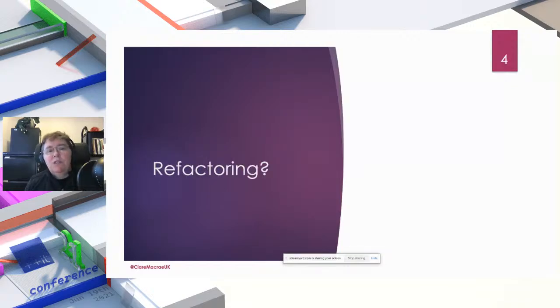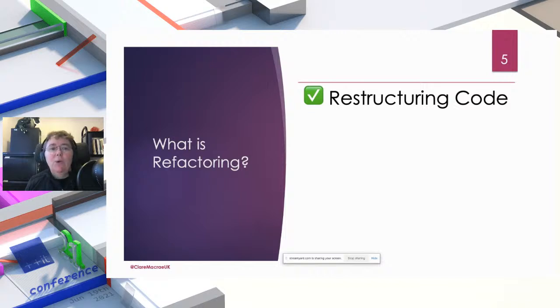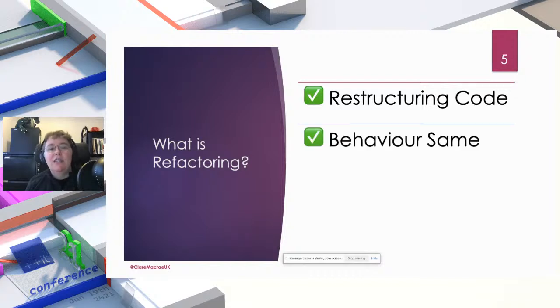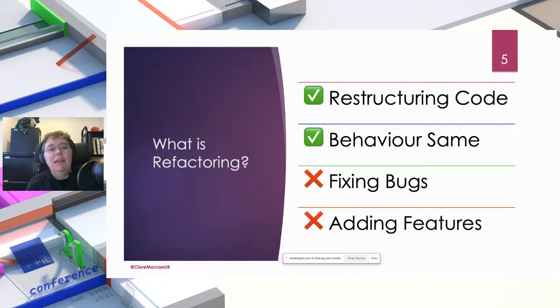So what is refactoring? Well, it is about restructuring code. It's about improving the design of code that already exists. And it's really important that it's about keeping the behavior the same. So no fixing bugs along the way and no adding features. So if you find a bug when you're refactoring, make a note of it, have a separate conversation about it, find out if it really is a bug or an intended behavior. So refactoring uses the first 2 to help you do the last 2, basically.